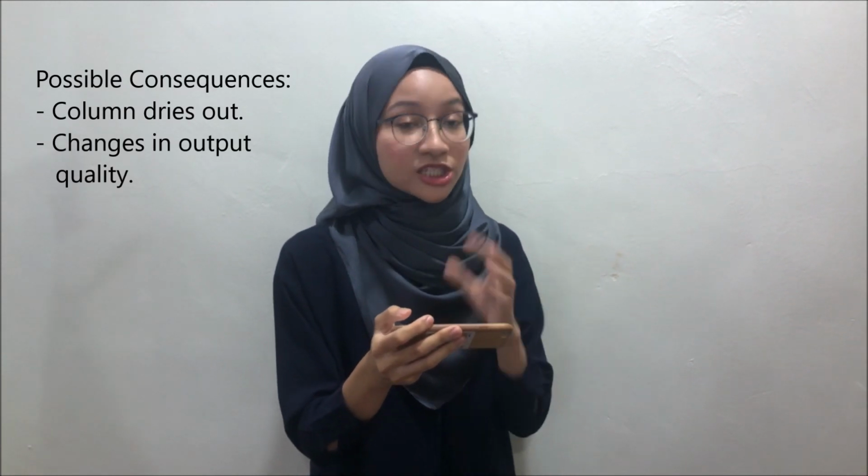Less flow is due to the pipe blockage and leakage, and also from the compressor failure. It will also result in the column drying out and change in the output quality. Install a low level alarm, check maintenance procedure and schedule, and make a bypass can prevent that.